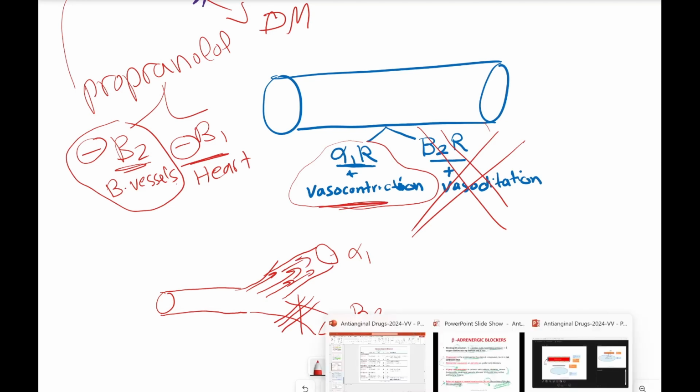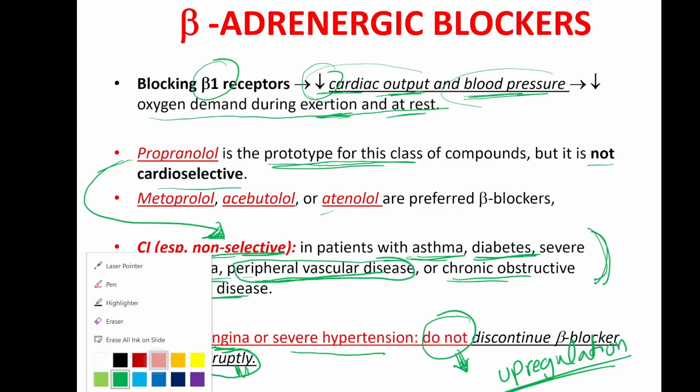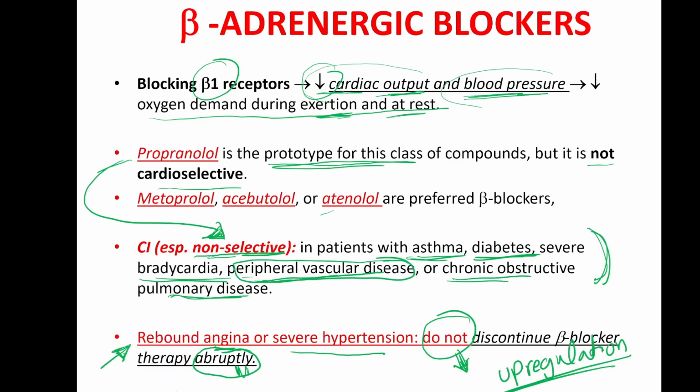I will go back to the slide to discuss something with you. What I said here: if the patient suffers from peripheral artery disease such as Raynaud's disease, we don't recommend using this medication because it makes the situation worse. For asthma, a similar situation applies.